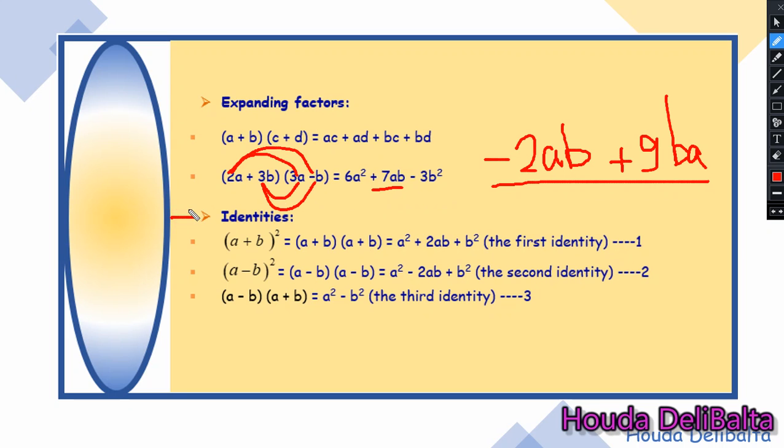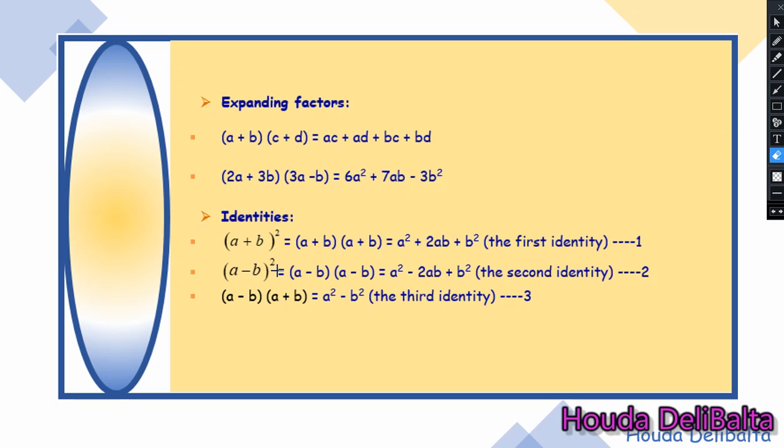Now here are important identities that we are going to use to expand factors in order to save time. The first identity is called the square of the sum. So here is the first identity. It is called the square of the sum.